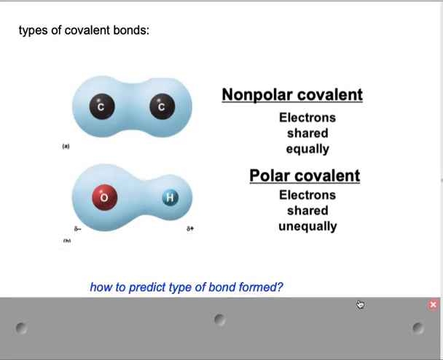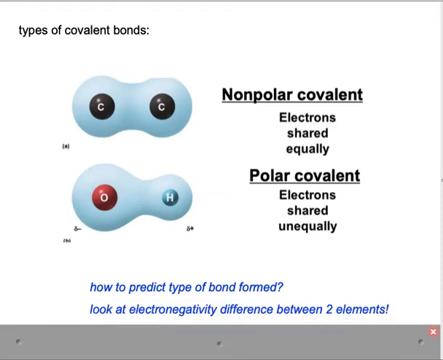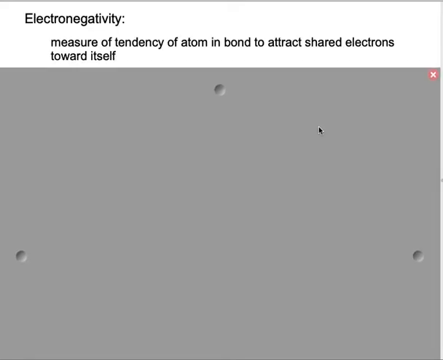So the question is, how do you predict whether a particular pair of nonmetallic elements will form a nonpolar covalent bond or a polar covalent bond? Well, as you'll recall, you will look at the electronegativity difference between the two elements. So let's review electronegativity. Electronegativity is defined as the measure of the tendency of an atom in a bond to attract shared electrons toward itself.